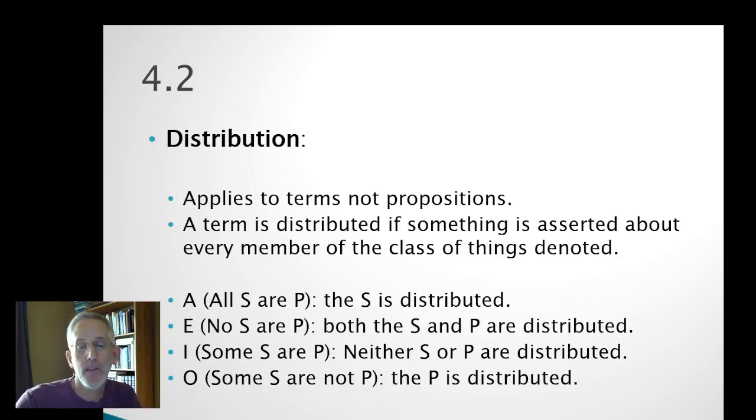So it's important that you remember what terms are distributed and what terms aren't. In an A-form proposition, the predicate is not distributed and the subject is distributed, so the S is distributed in this case. In an E-form proposition, both S and P are distributed. In an I-form proposition, neither S nor P is distributed. And in an O-form proposition, only the P is distributed. The S is not distributed.